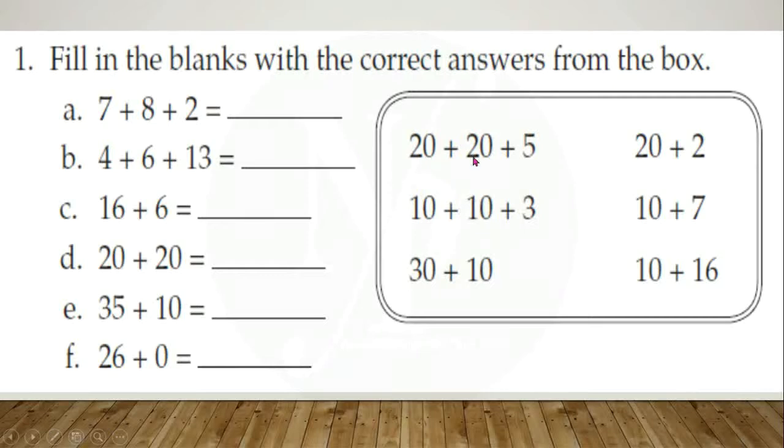For example, if you see this, here we have 20 plus 20 plus 5. What do you get if you add these numbers? 20 plus 20 is 40, and 40 plus 5 is 45. So this is not the answer for question A here. You should find the sum of 2 numbers which should be equal to 17, because we are getting 17 here. 8 plus 2 is 10, and 10 plus 7 is 17.